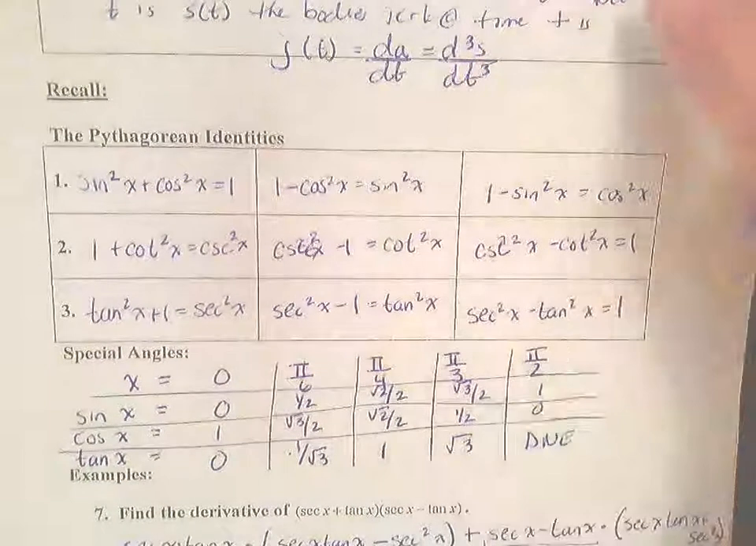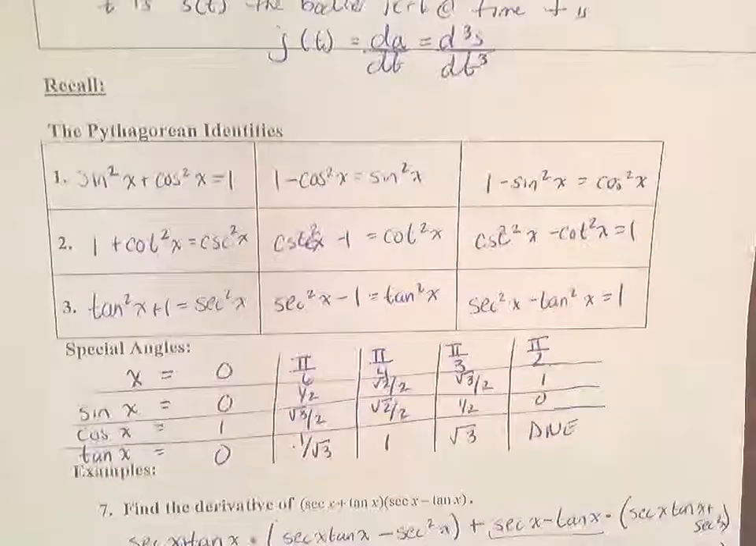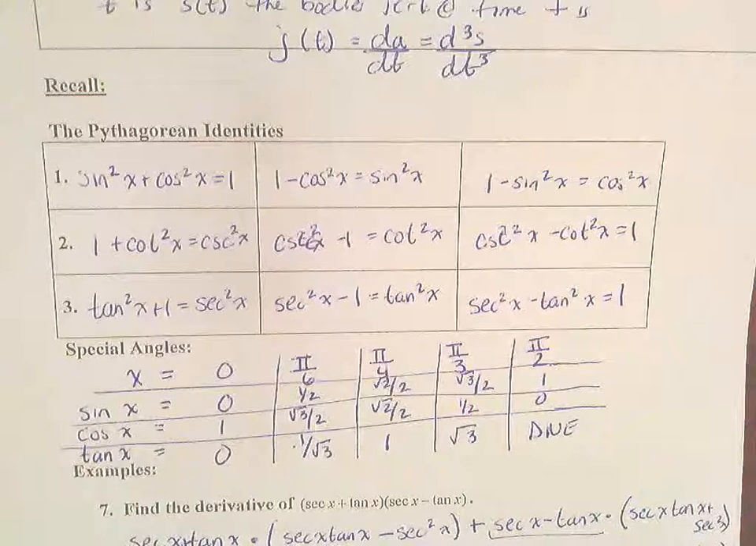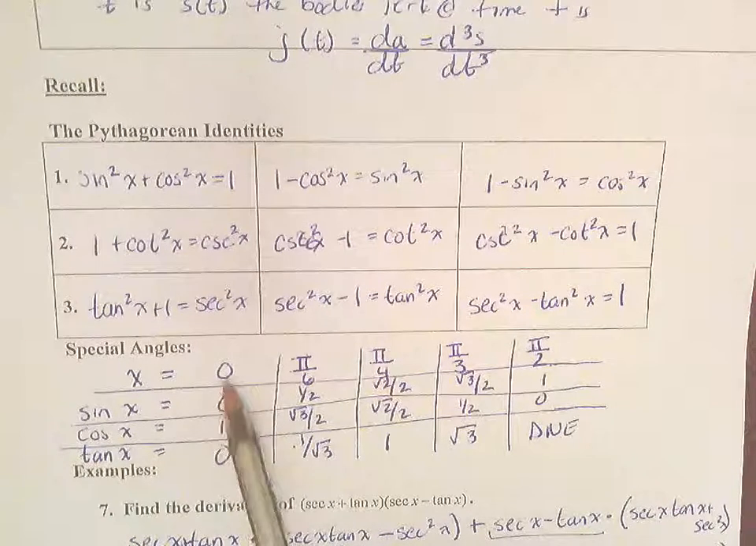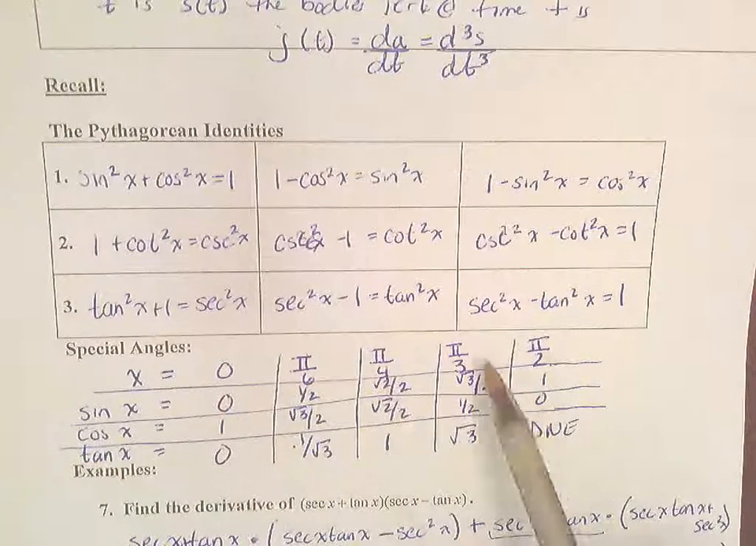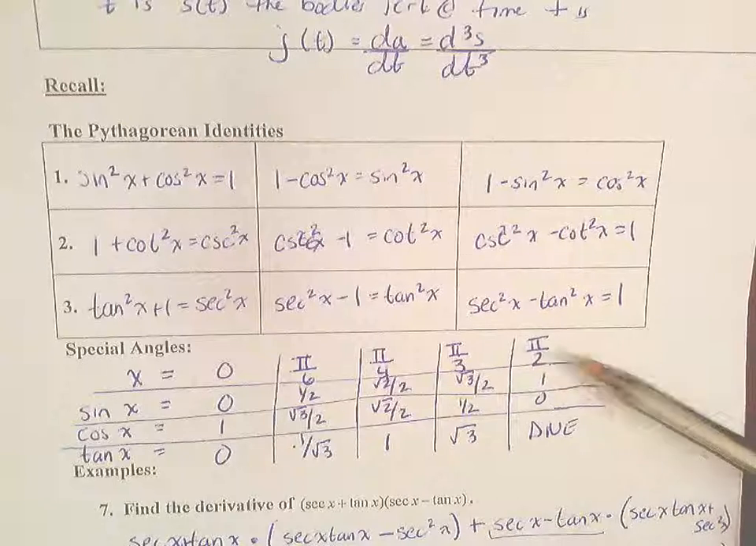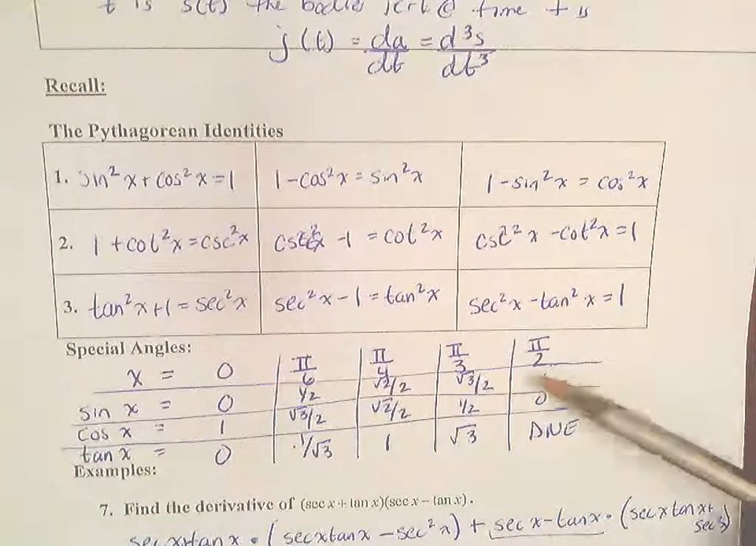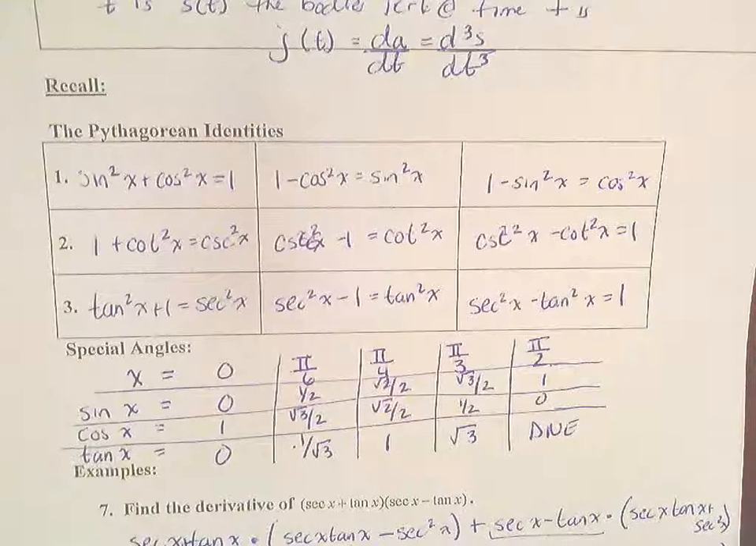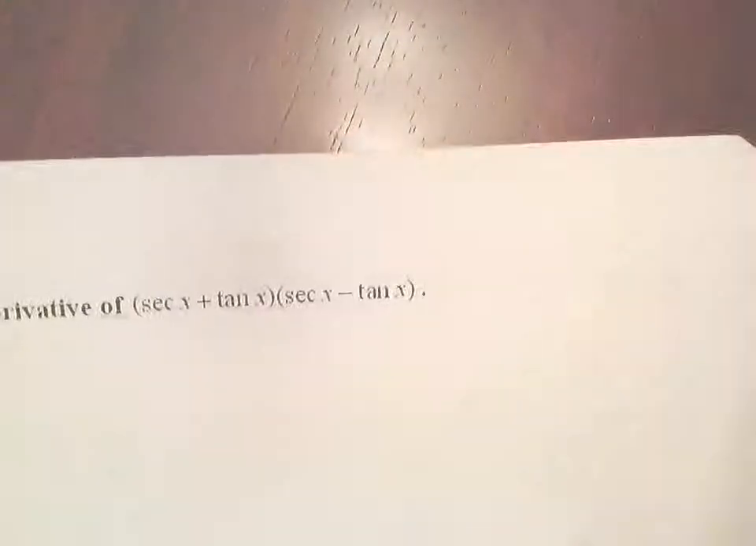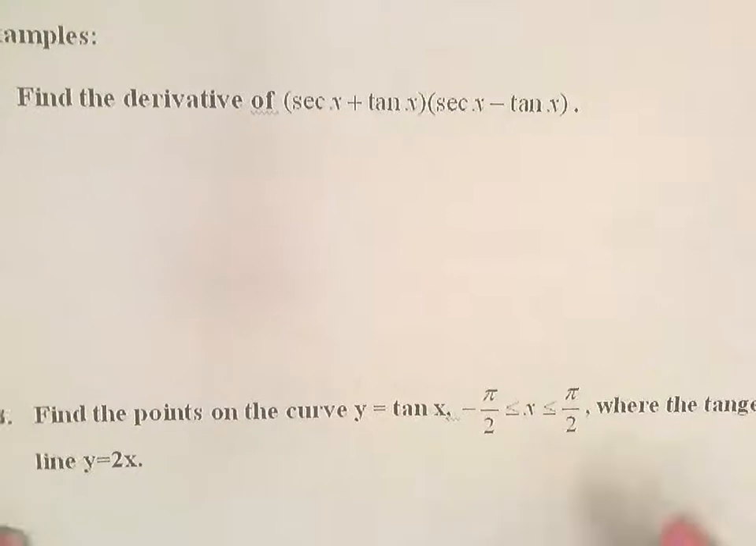Now the special angles. These are angles that are used a lot in calculus, and it's easier to just memorize them. A lot of them you already know, but when x is 0, pi over 6, pi over 4, pi over 3, or pi over 2, you should know these right away when you're solving these problems. Okay, so let's do those last two examples that I didn't do in the previous video.